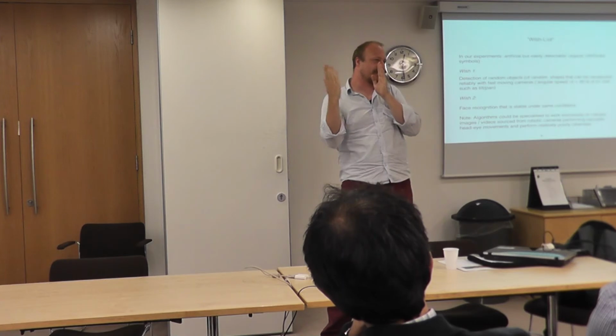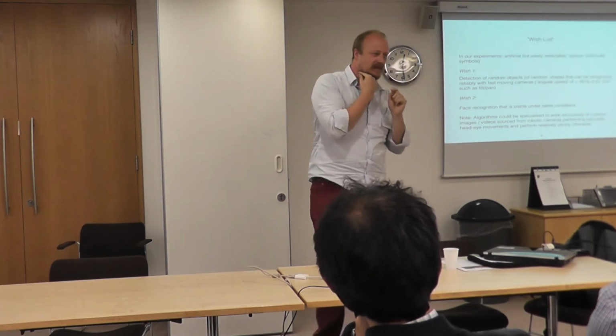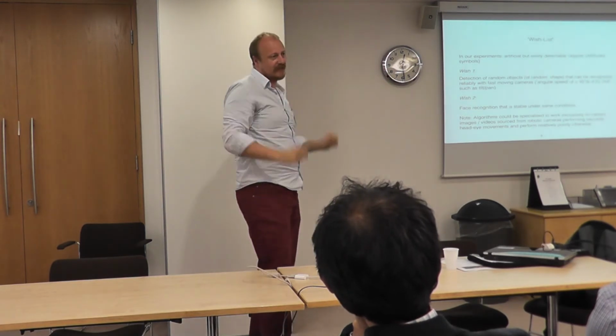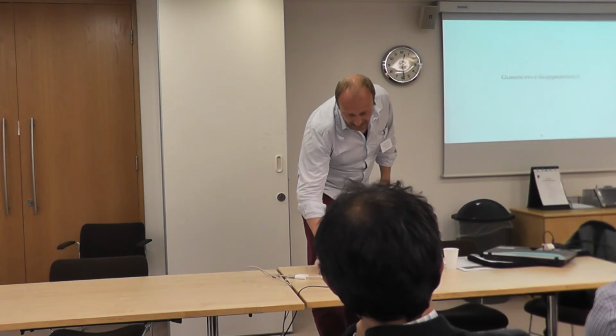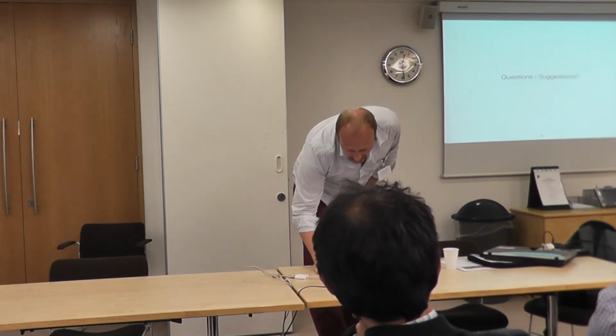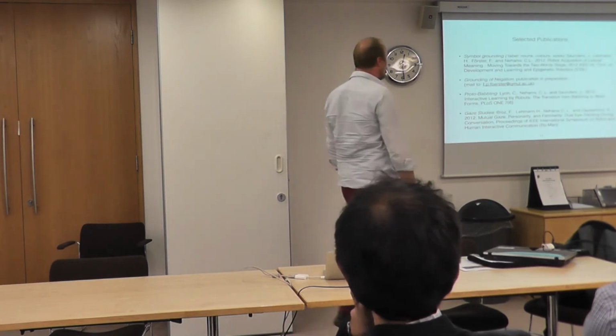You can distinguish something that moves from the outside from something that's caused through your own movement. You have this information, which I guess in general you don't have in these kinds of algorithms. And that was basically it. So if you have any questions or suggestions, I would be very happy to hear them.